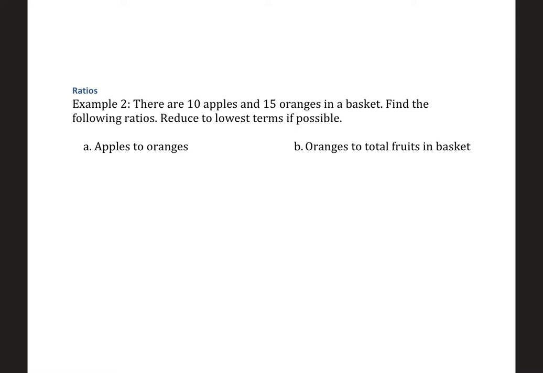Example 2, there are 10 apples and 15 oranges in a basket. Find the following ratios. Reduce to lowest terms if possible. So when I see reduce to lowest terms, that tells me simplify. So apples to oranges, 10 apples to 15 oranges, we have 10 over 15. I'll just simplify this fraction normally. Both 10 and 15 are divisible by 5. I'll divide both by 5. We have 2 over 3.